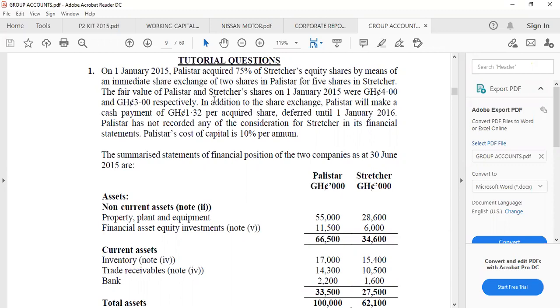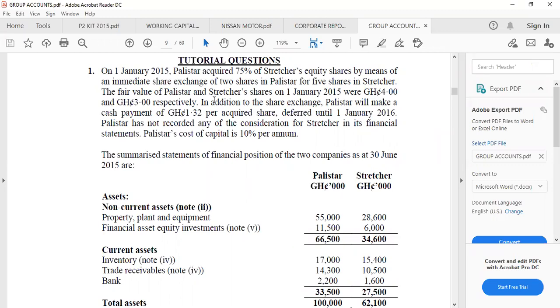The next one is in addition to the share exchange. It means that the consideration is not only settled by share exchange. In addition to the share exchange, Hollister will make a cash payment of 1.32 per acquired share. How many shares are they buying? 50 million. So it means they are going to pay 1.32 for every share. So if you multiply by the 15 million, what are you getting? 19,800.